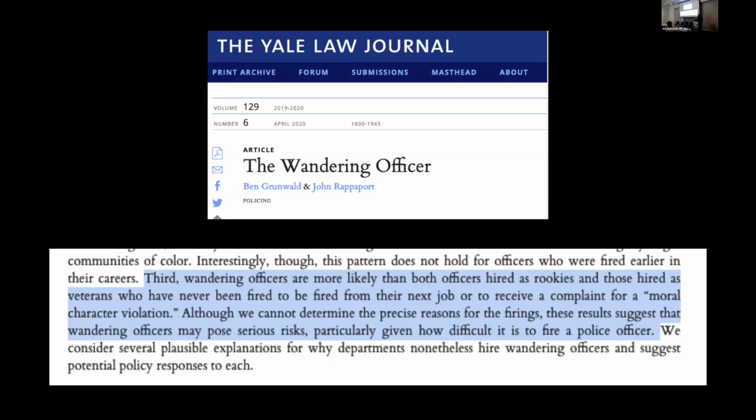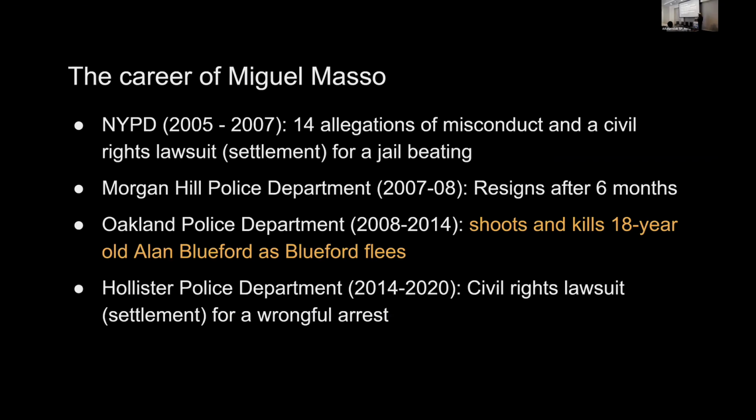And we know a little bit from research in places where the data is available that officers who do have these kinds of histories are more likely to commit those types of acts again. And we also know that in a much more visceral local way. Just as one example, I've put up here the career timeline of an officer who at one time was working for the Oakland Police Department named Miguel Masso. While Miguel Masso was working at OPD, he shot and killed an 18-year-old named Alan Bluford.